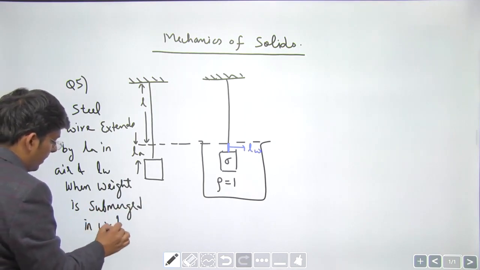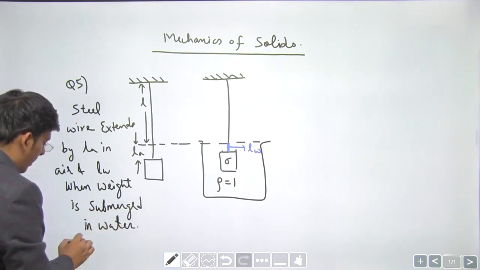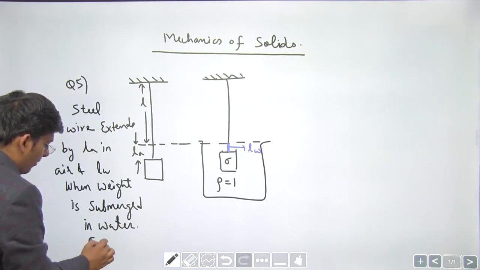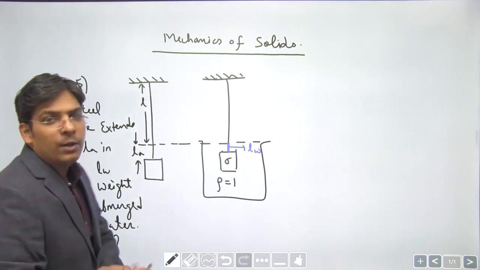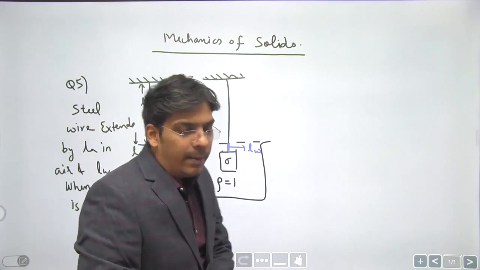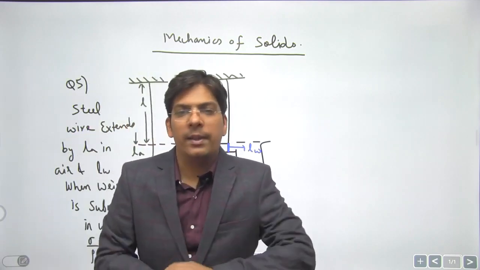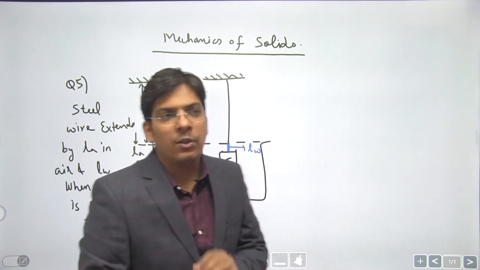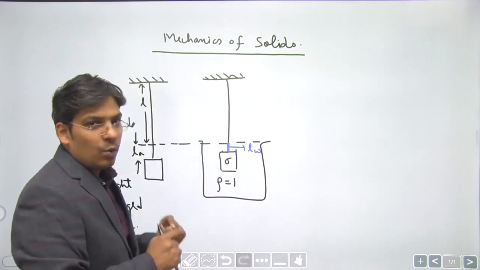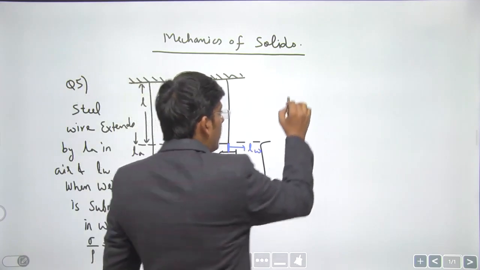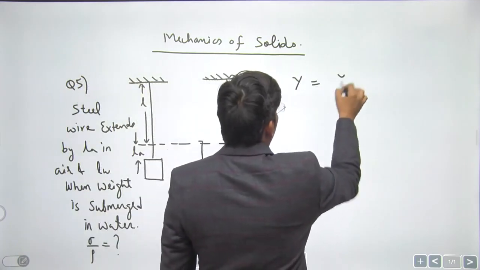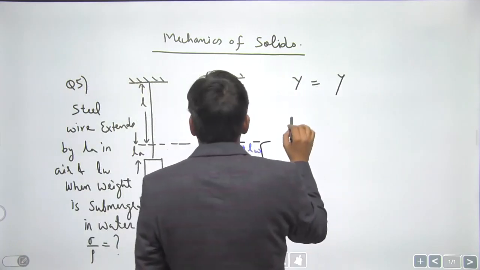You are asked to calculate the relative density of the material of the bob. Calculate sigma by rho for the bob. See, dear students, one important thing is that obviously Young's modulus of the wire is not going to change. So Young's modulus in the first case is equal to Young's modulus in the second case.